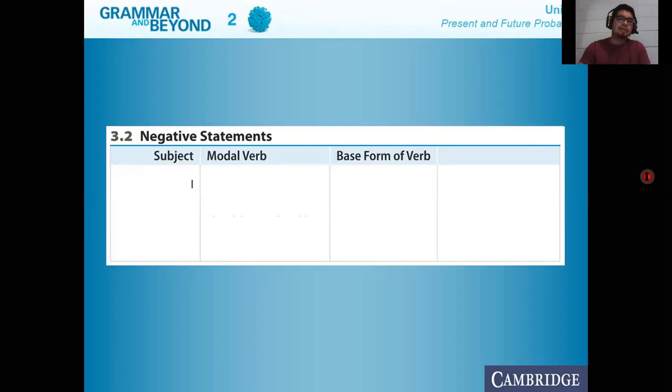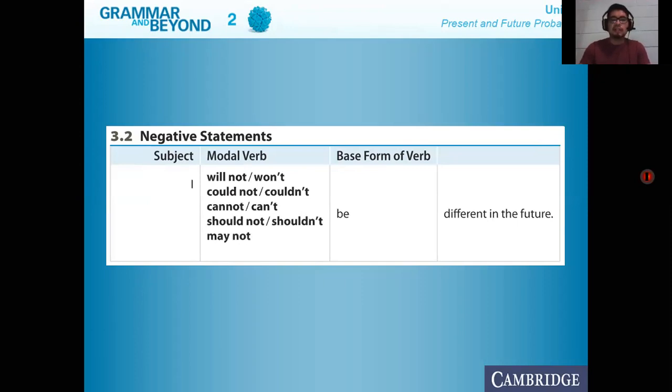What is the difference? Over here, we're going to see the subject, the modal verb with the particle not or the contraction, the base form, and the complement. So I could not be different, I cannot, I shouldn't be, I may not, I might not, etc. There is the same pattern that we have been following. Okay, so we have will not, won't, could not, couldn't, cannot, can't, should not, shouldn't, may not, and might not. Remember, may not and might not cannot be contracted.